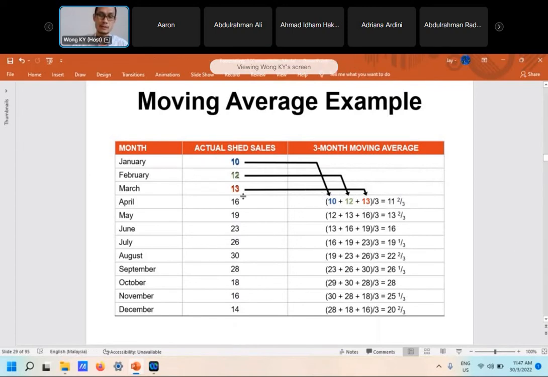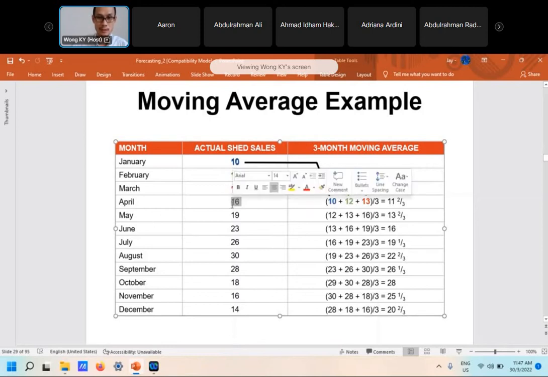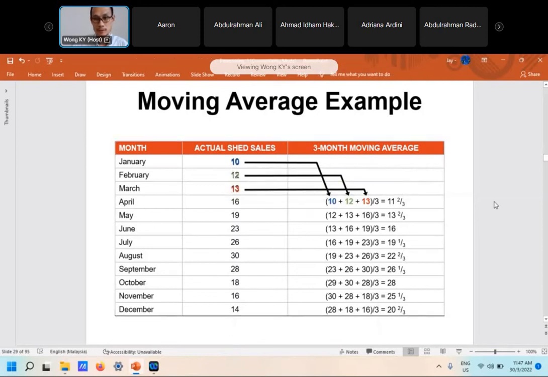Now let's say you're already in April. April has already passed. Once April has passed, you will know the actual demand, and let's say the actual demand in April is 16. Of course, in reality, the actual demand is different from what you forecast. That's totally acceptable. The actual demand given in this question is 16. This is what actually happens, but what you forecasted before that is 11 point something.